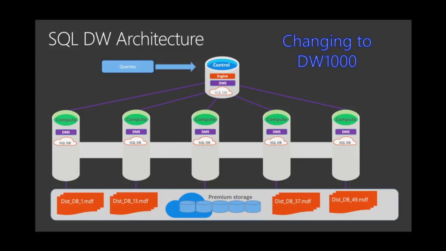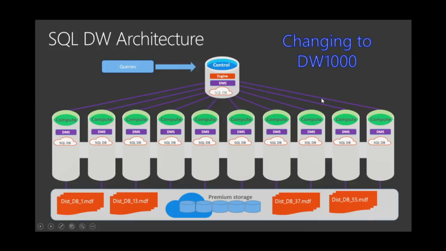I like to get them out quickly, so what happens is, it's a simple alter database command, or you can go to the portal to do the same, and you will then bump it up to 10 compute nodes here, as you can see with DW 1000. The same 10 compute nodes will talk to the same remote storage, but each one of these nodes will now handle fewer databases.